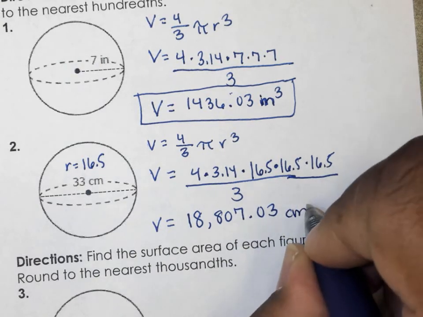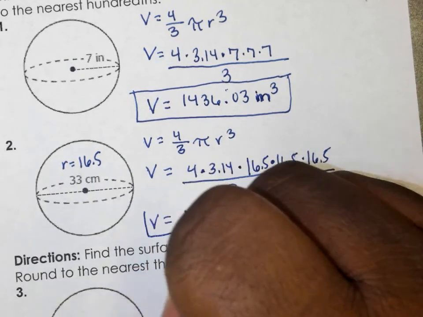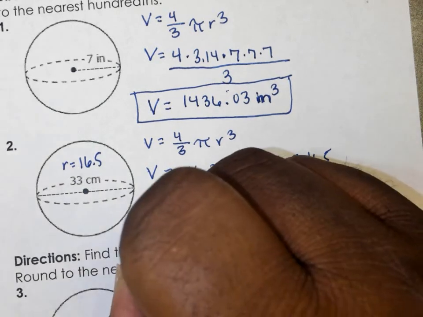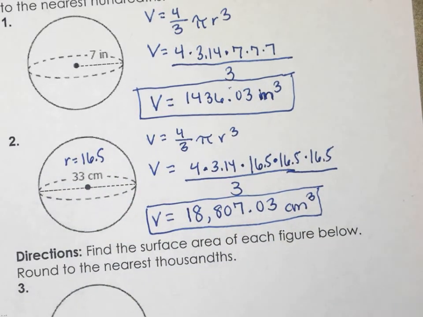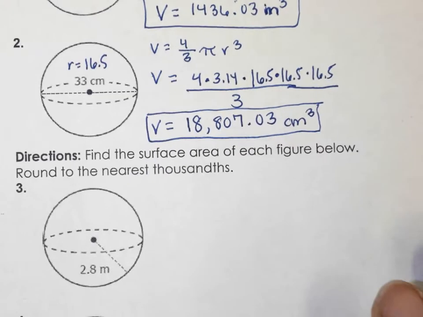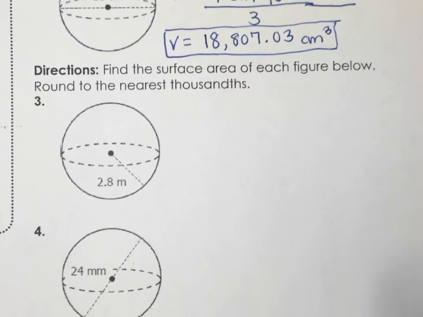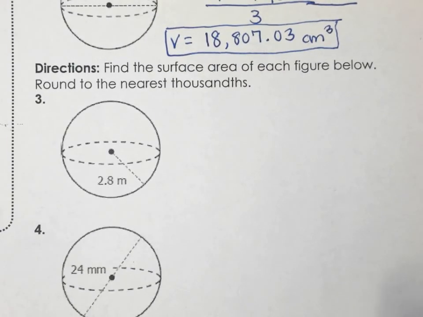This is centimeters cubed. So that's the volume of a regular sphere. As long as you know the formula, which you will be presented with, you should be good on that one. It shouldn't be hard for y'all to calculate that. Surface area. Remember, on a sphere, you can only find surface area because it doesn't have a base. That's on a sphere, though, not for a hemisphere.